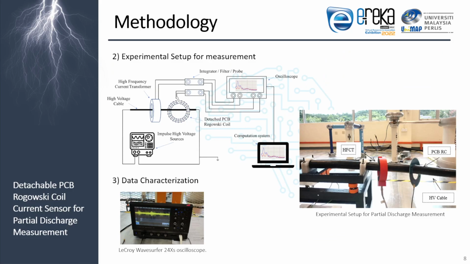So here is the experimental setup for the measurement. Here is the HV, what we call it, HEFLI HV construction kit test set. It produces the HV supply, and we put the HFCT on the cable, and we put the PCB-RC that we designed on the cable like this. Okay, so this is the PCB-RC that I designed, and this is the HFCT, the previous equipment tester, and the result will be recorded using the LeCroy WaveSurfer oscilloscope.